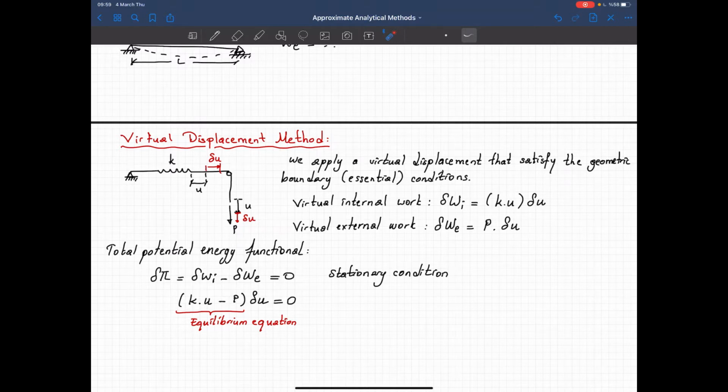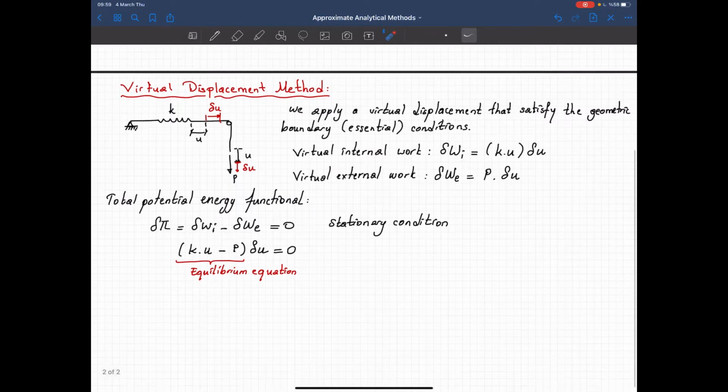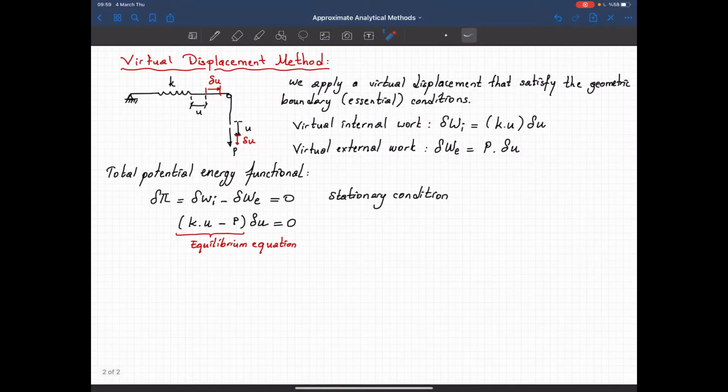Right, but if you take a look at what I did here, it's very similar to what we were doing in the variational calculus, right? So let's do that also. I will just write the total potential energy of the whole system, which is equal to 1 over 2 K times U square minus P times U, right?